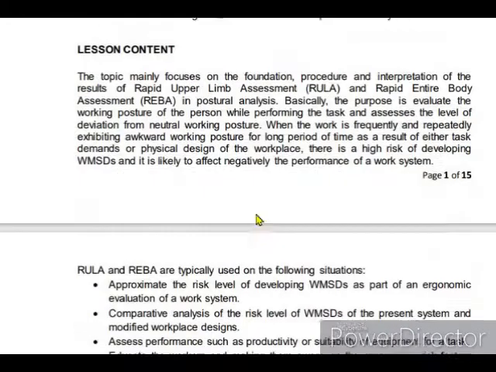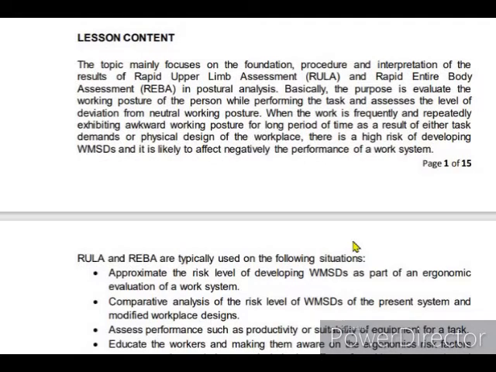Okay? So, for the lesson content, the topic mainly focuses on the foundation, procedure, and interpretation of the results of RULA and REBA in postural analysis. Okay? Doon tayo magpo-focus doon sa saan siya nagmula, sa procedure, at saka paano siya ini-interpret. Then basically, the purpose is to evaluate the working posture of the person while performing the task and assess the level of deviation from neutral working posture. So, habang nag-work yung worker natin, doon natin siya pag-aaralan yung posture, okay?